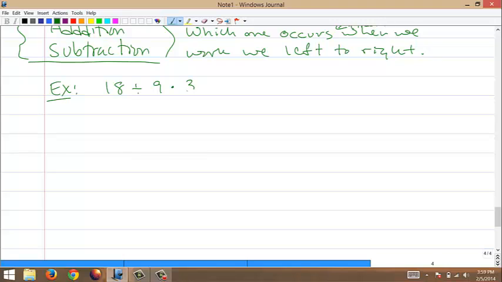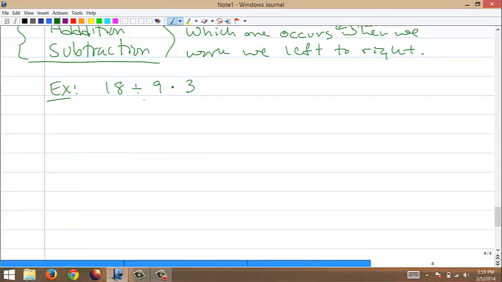tricky, and a lot of people will mess it up just because of that whole left to right thing. So in this case, there's only two operations going on completely. I've got a division and I've got a multiplication. But remember, according to order of operations, we don't do multiplication before division. We do whatever comes first when we work left to right.